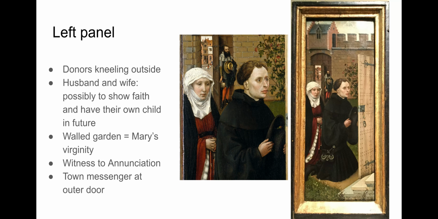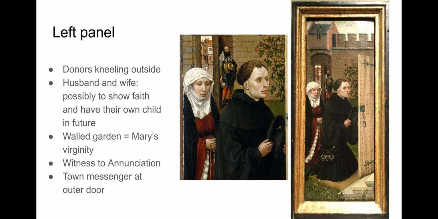So it's showing their respect. It's showing their importance because they're included in the image. And it's showing possibly that their new marriage, that they want to have children in the future. So it could be that as well. They are inside a walled garden, which you can see. And the walled garden may be a symbol of Mary, the Virgin Mary's virginity. And it's an unspoiled garden there.